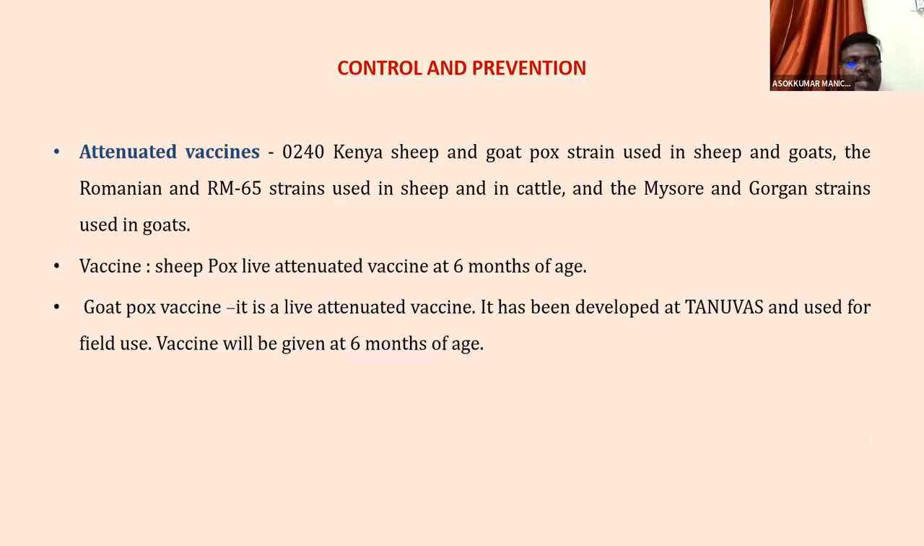For attenuated vaccines in Kenya, they use the O240 Kenyan sheep and goat pox strain, which is used in sheep and goats. Normally the Romanian and RM65 strains are used in sheep and in cattle. Whereas in India, the Mysore strain and Gorgon strains are commonly used in goats. Live attenuated sheep pox vaccines should be given at 6 months of age. Goat pox vaccine is also a live attenuated vaccine, developed at TANUVAS also, for field use. The vaccine has to be given again at 6 months of age.